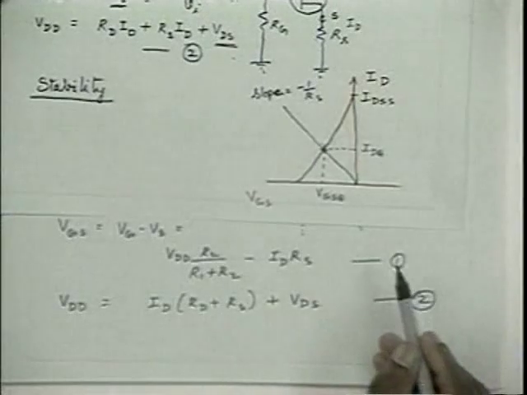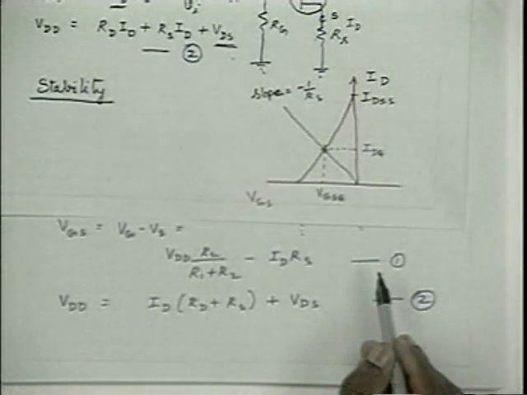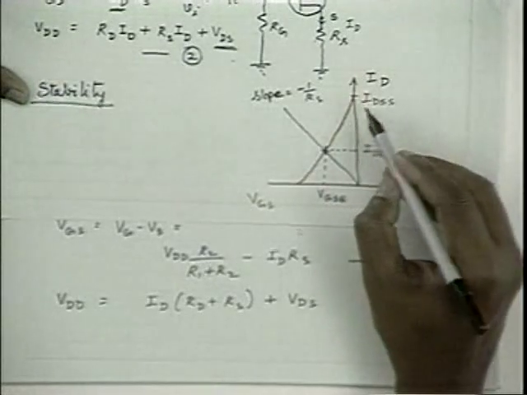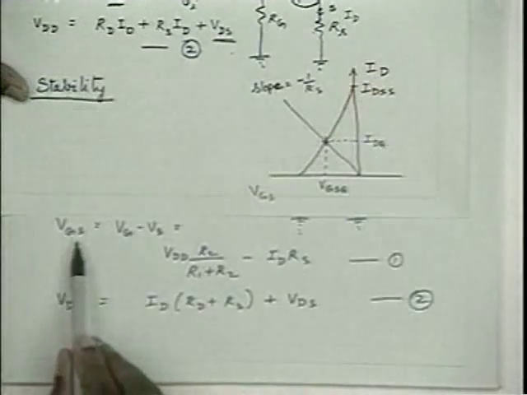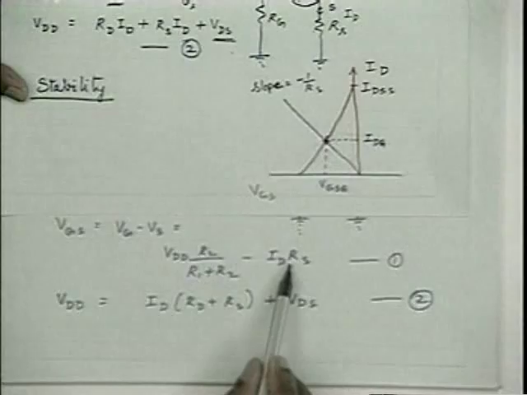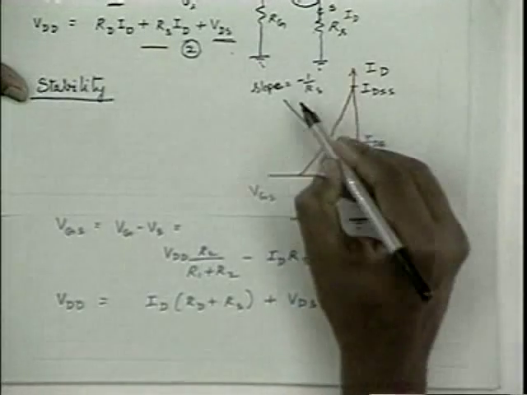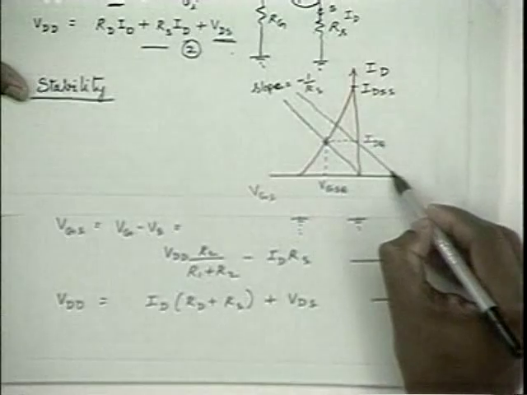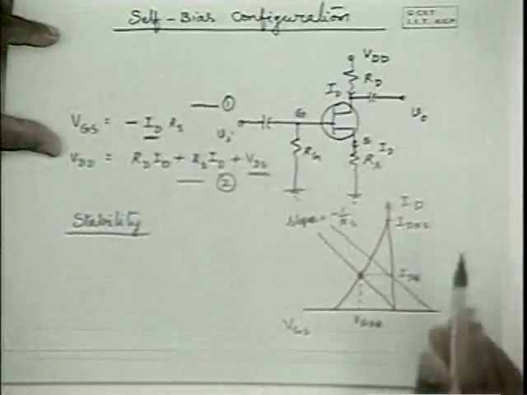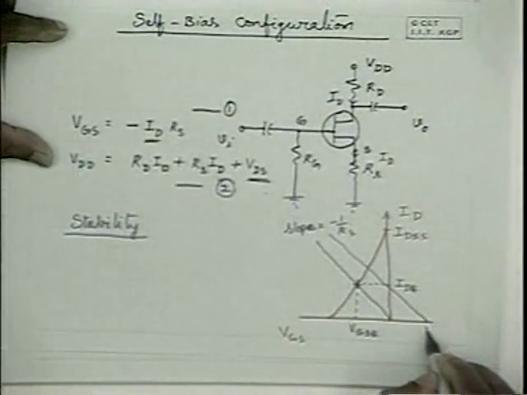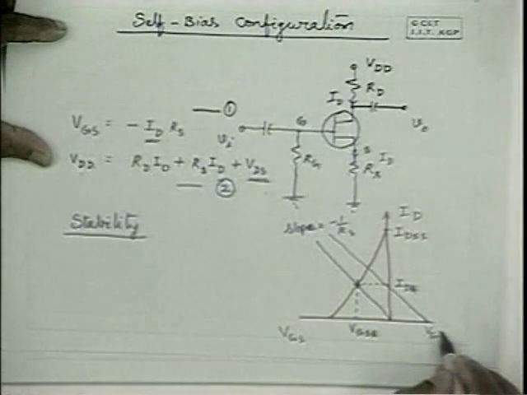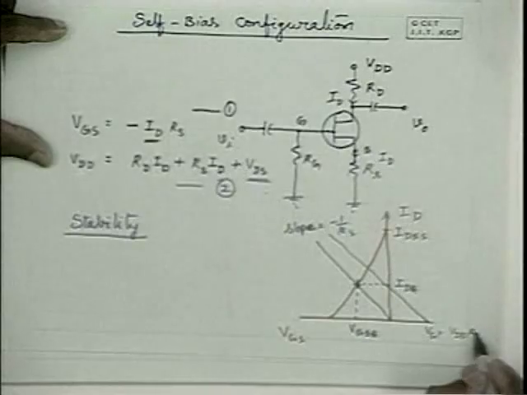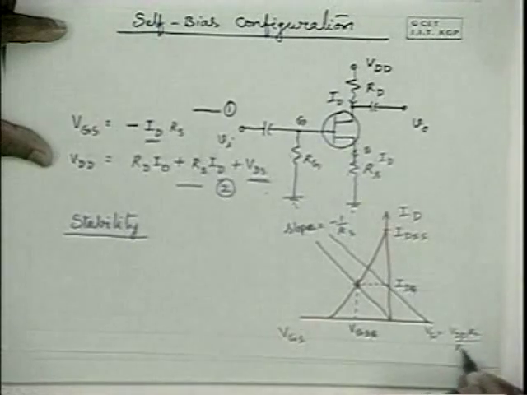So that means now the characteristics will get shifted. Please note that the slope of the characteristics is still minus 1 by RS. Therefore now the same characteristics shifts to a value which is that constant Vg, which is equal to VDD into R2 by R1 plus R2.